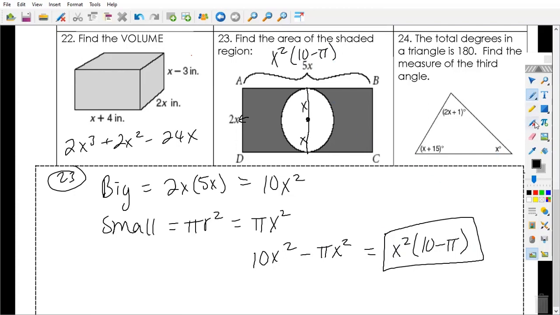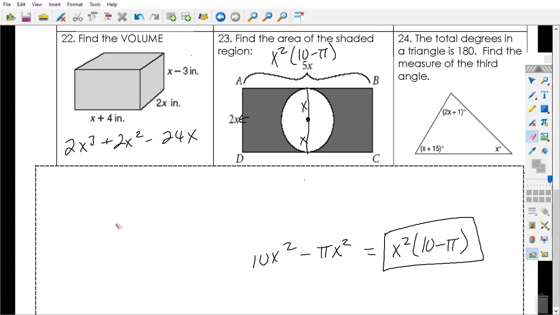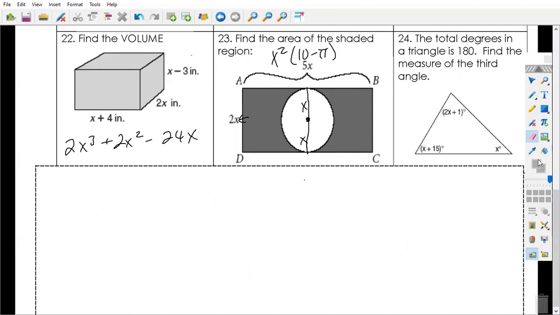Okay. All right, last but not least is an example of when you have enough information to solve for your variable. So this time I should get a numerical answer. We're on number 24. It says the total degrees in a triangle is 180. Find the measure of the third angle. Do y'all remember that from geometry? Yes. The interior angle sum is 180. No, just the sum of all three angles has to equal 180, right?